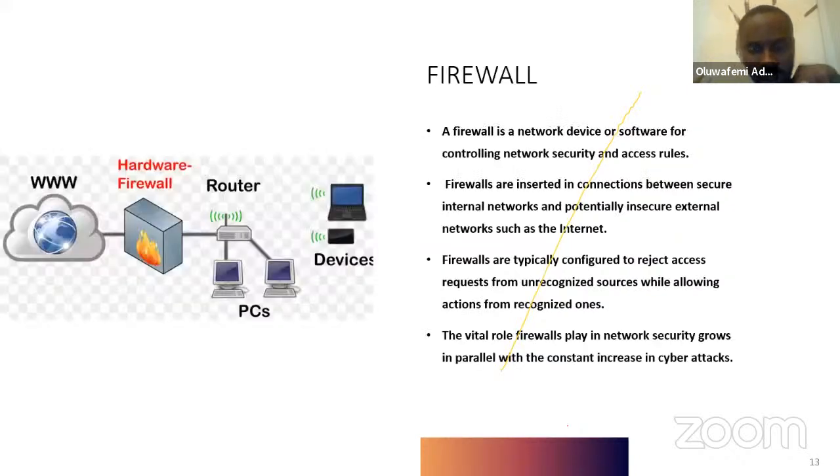So that's the router. And then the firewall. As a security person, you must always think firewall in your network environment. A firewall is a network device or software for controlling network security and access rules. So the major work of a firewall, how best can I put this?